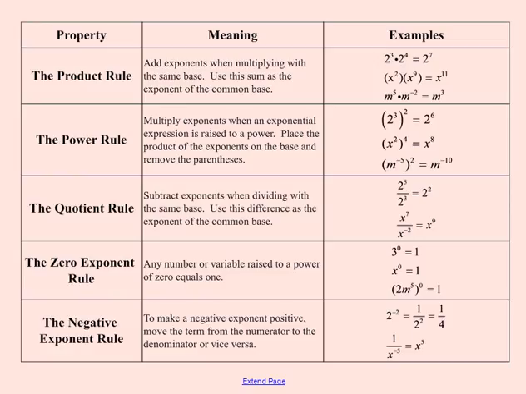Next example, x to the 7th divided by x to the negative 2. Since we're dividing, we use the quotient rule. And in this case, we're going to subtract our exponents. 7 minus negative 2. Now remember, 7 minus negative 2 is the same thing as 7 plus 2. That's why x to the 9th is our answer.